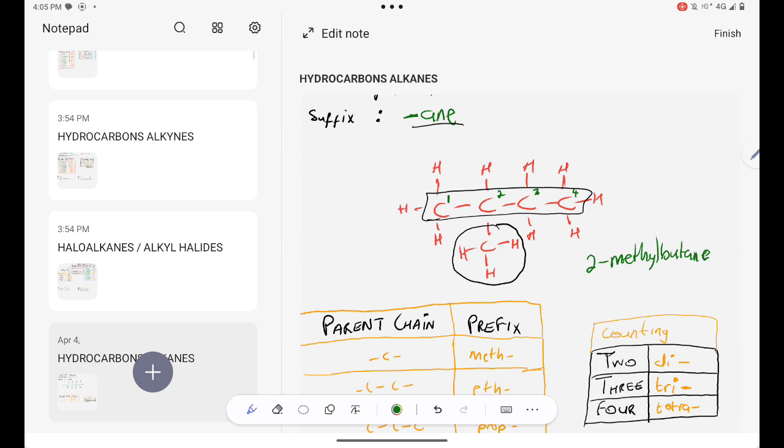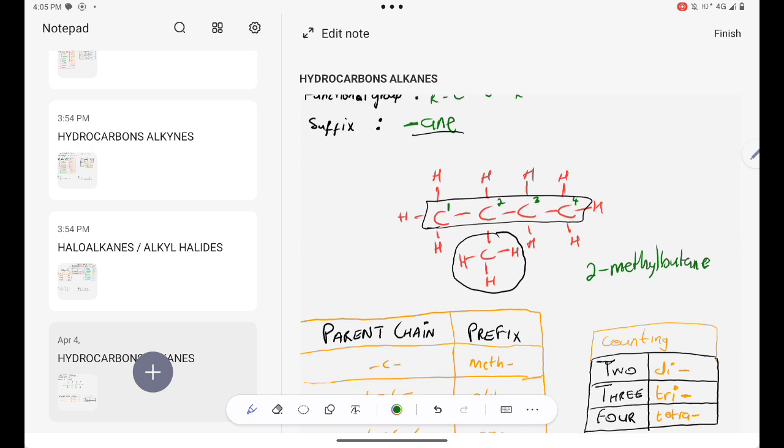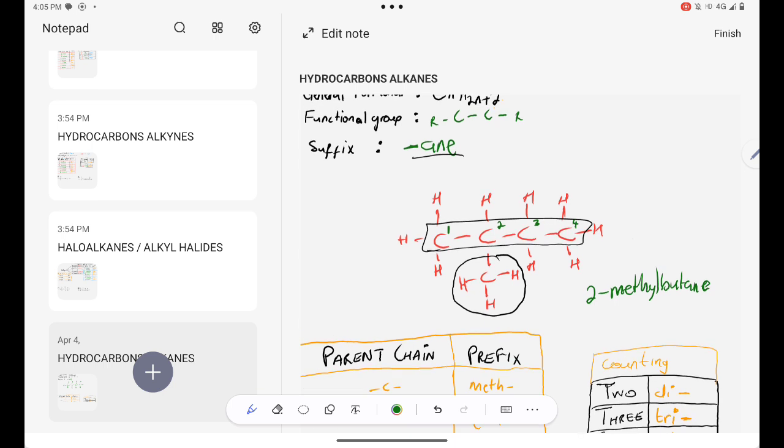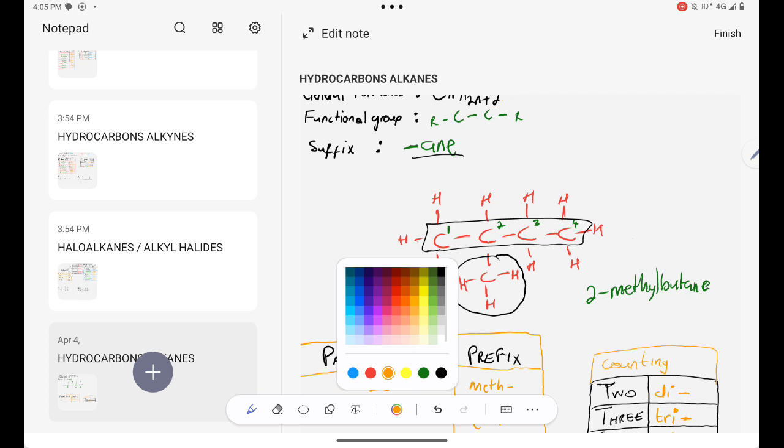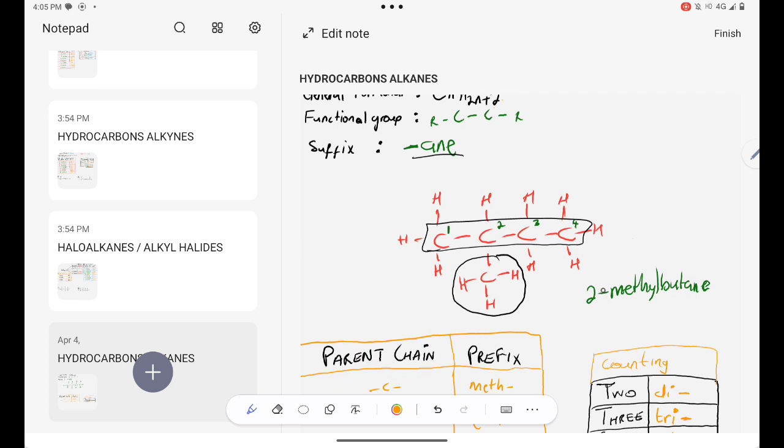Please note that whenever I give my IUPAC name, numbers and letters do not have to mix. They have to be separated by a hyphen. You can call it a dash, it's fine. It's not like they will ask you whether this is a hyphen or dash. Numbers and letters should always be separated by a hyphen.